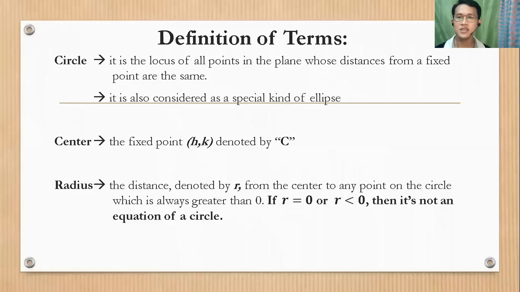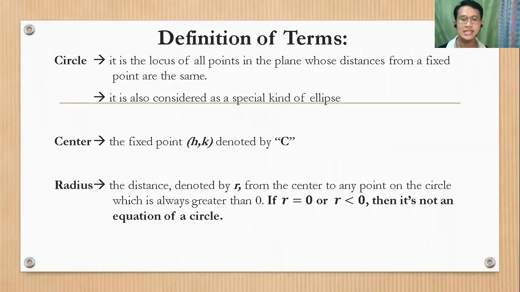Okay, for the definition of terms, we have here three definitions. For circle, it is the locus of all points in the plane whose distances from a fixed point are the same. And it is also considered a special kind of ellipse. Yes, circle is a special kind of ellipse. Ellipse will be discussed later on. Center, the fixed point (h, k), denoted by capital letter C.